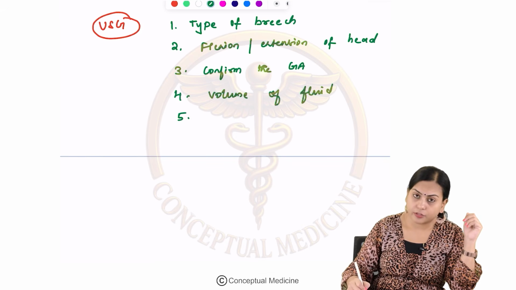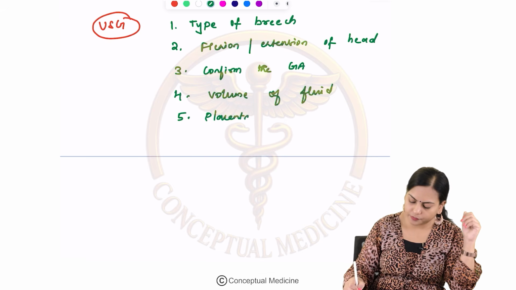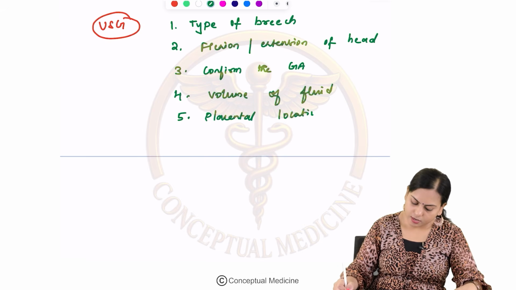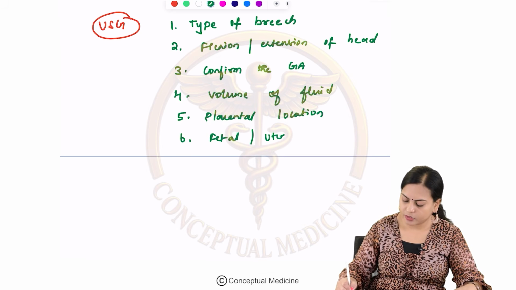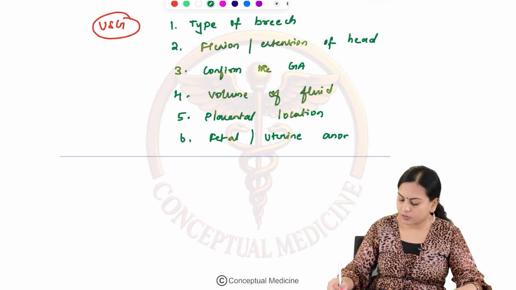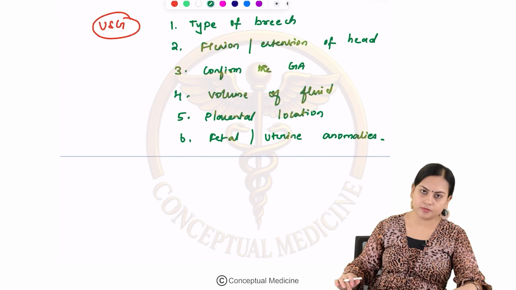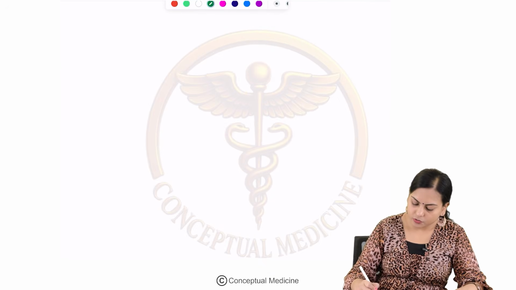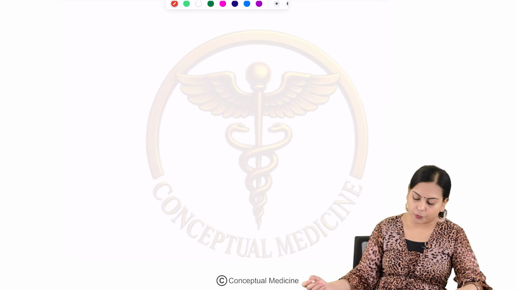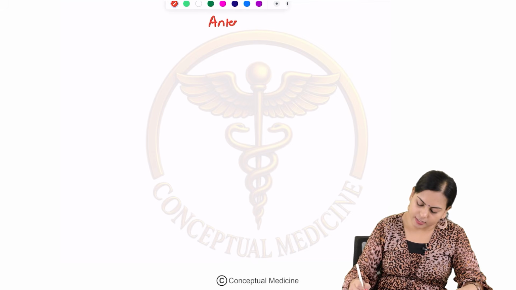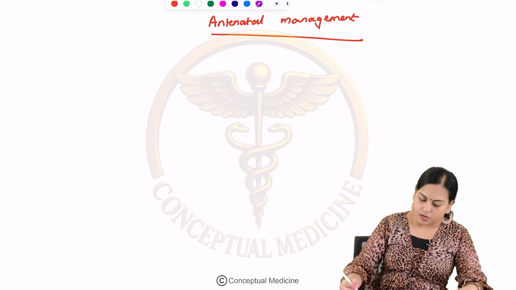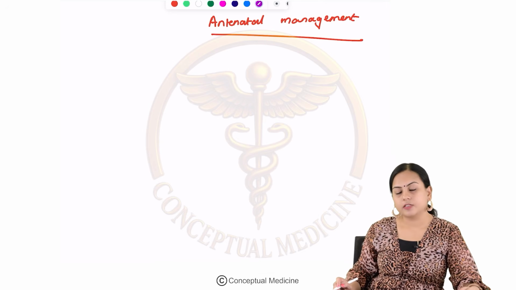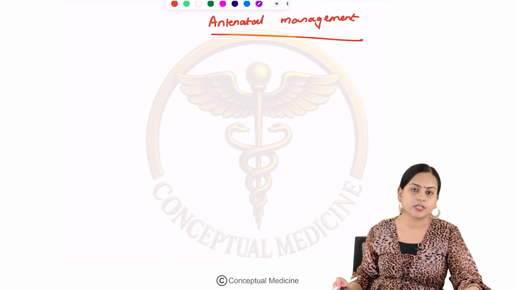You have to check for the placental location, and then check if any fetal or uterine anomalies are present. Clear? So, we will see the antenatal management now. In antenatal management, we can perform a maneuver called external cephalic version.